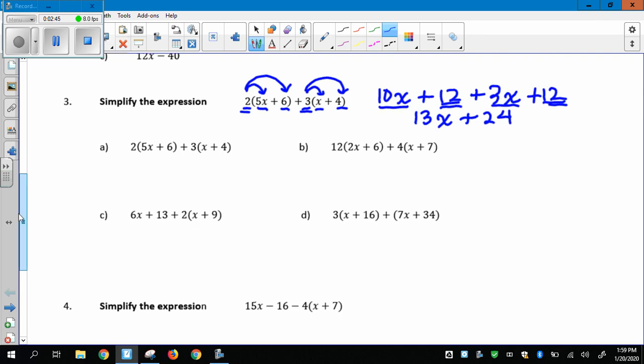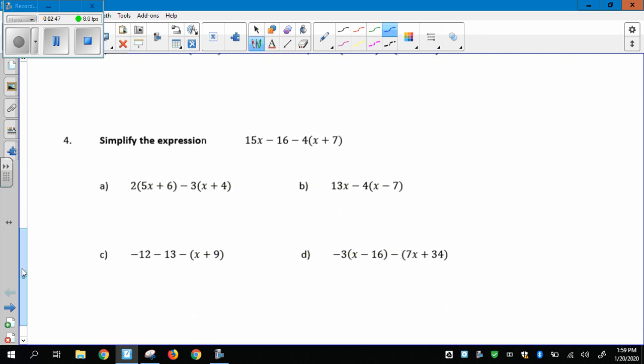Okay, and then on the last problem here, this is similar to the problem we just did. It's just that we're going to have to think of this 4 here as a -4. If there's a minus sign in front of it, you consider that a negative. So the first part here, this 15x, I'm not doing anything with that, so I'm just going to rewrite it 15x. The -16, I'm not going to do anything with that. Now some of you are thinking, why don't I do the -16 minus 4 first?